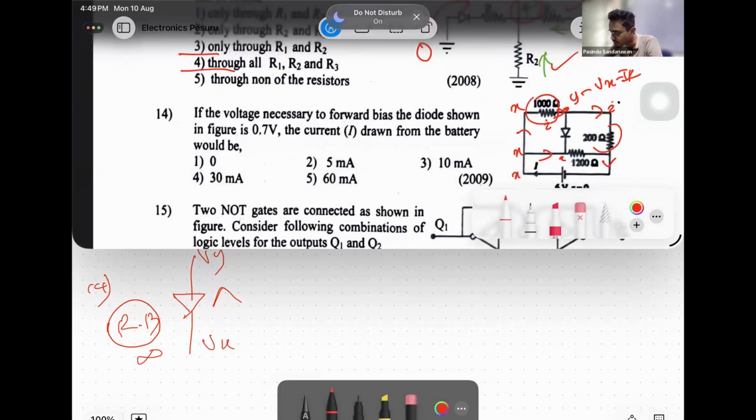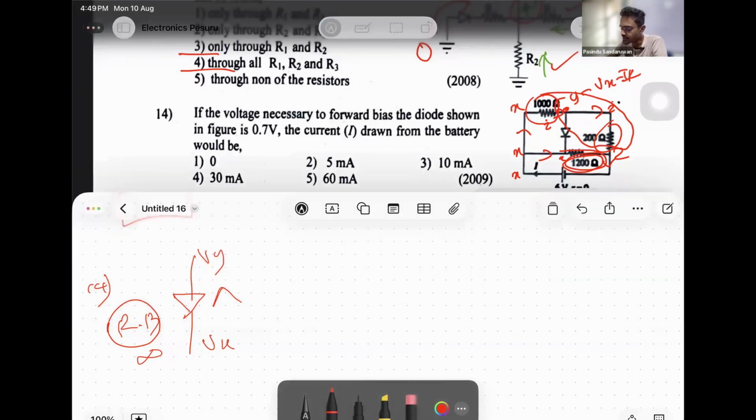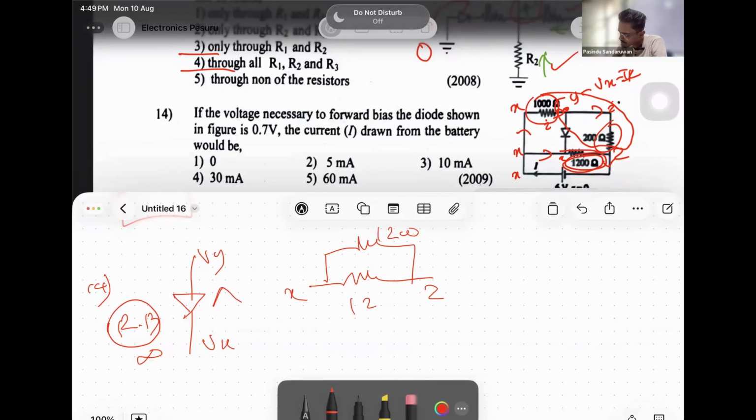Which means this 1000 and 200 are in a series combination. Then there is 1200, 1000 plus 200. And this is also 1200. They are connected between the same points, X and Z. If both resistors are connected between X and Z, 1200 each, the equivalent is 600 ohms. Now we need the current from the battery.